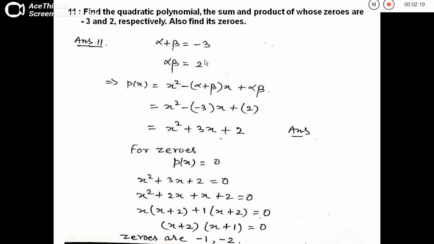and 2. So students, in the theory we have learned the quadratic polynomial in terms of its zeros equals p of x equals x square minus sum of zeros, means alpha plus beta, into x, plus product of zeros, means alpha into beta. So here, with the help of this formula, we have to substitute the values of sum of zeros and product of zeros in this equation.